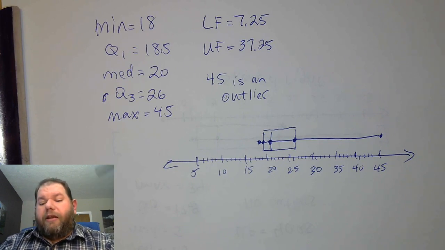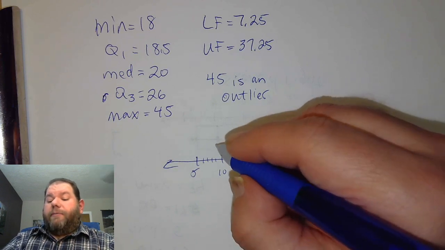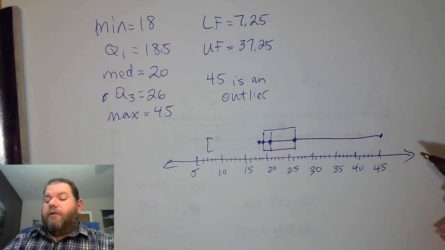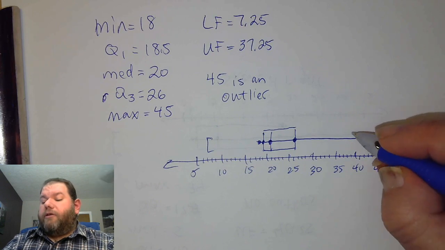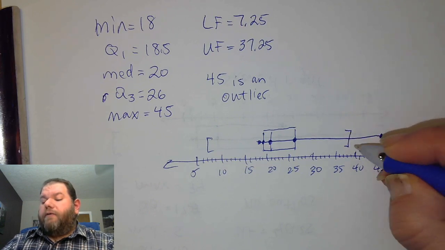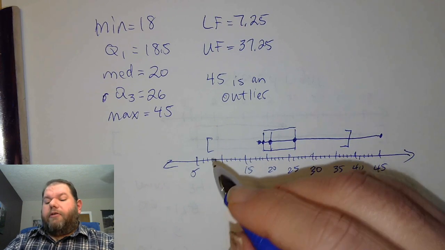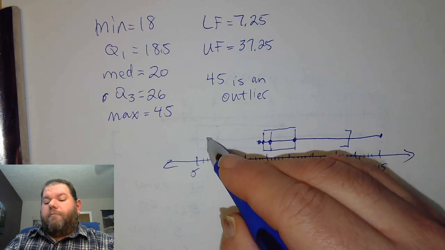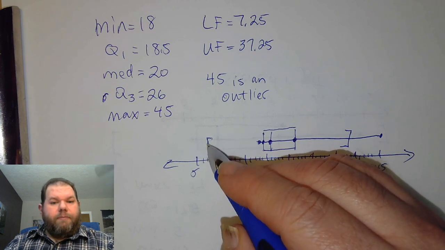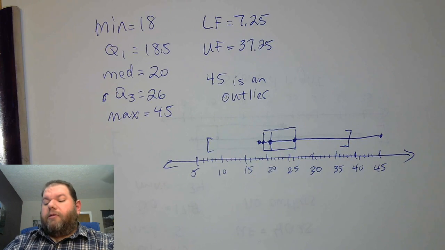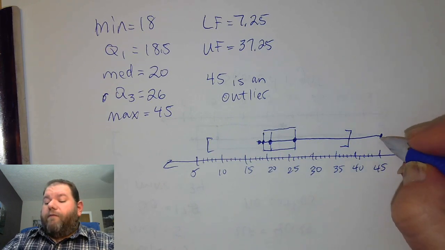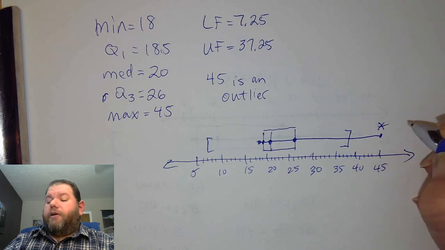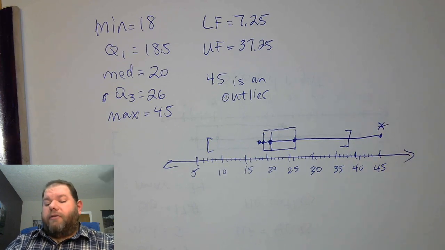Okay. And again, we want to mark the lower fence. That'll be a 7.25 and 37.25. And when we mark the bracket, make sure the line itself is where it's being marked, and then the other parts basically tell us which way it's going. 45 is an outlier, so we'll mark an asterisk there, and this would be our box plot for this data set.